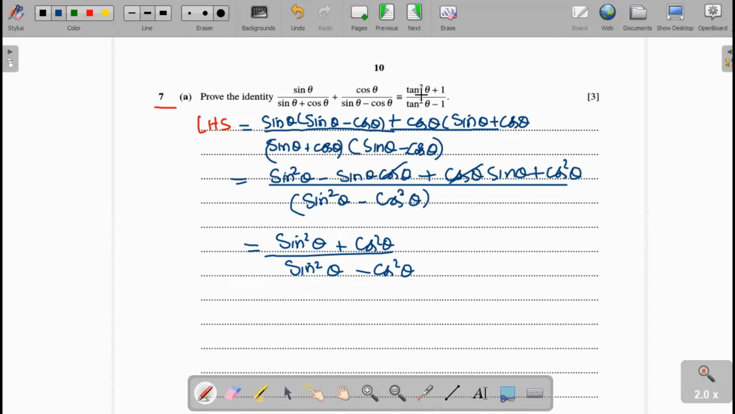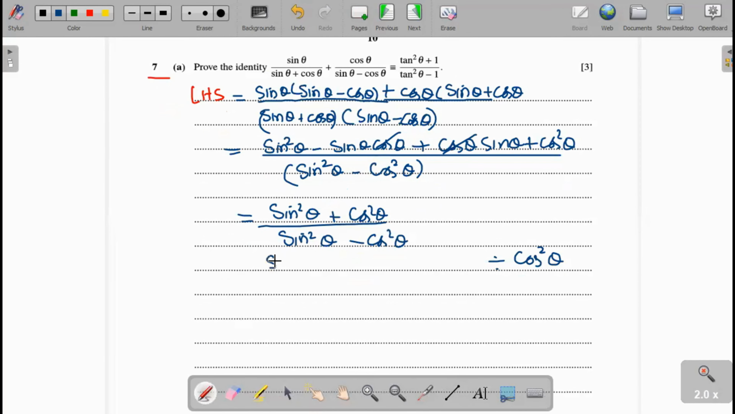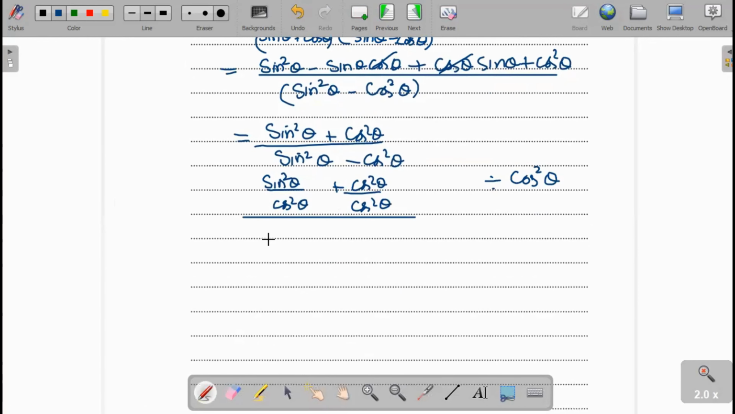To find the right hand side, tan squared theta plus 1 over tan squared theta minus 1: if we divide by cos squared theta in the denominator and numerator, we get sin squared theta over cos squared theta plus cos squared theta divided by cos squared theta, over sin squared theta divided by cos squared theta minus cos squared theta divided by cos squared theta.